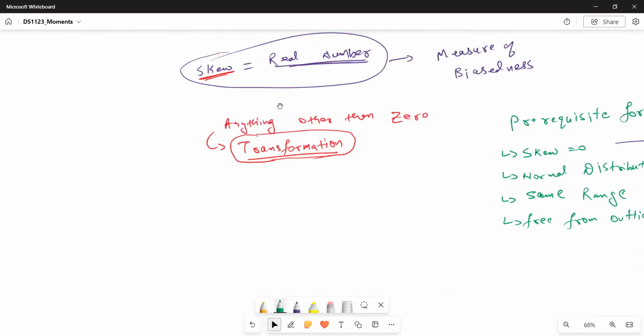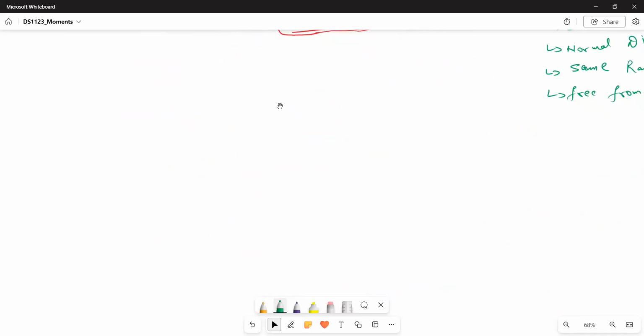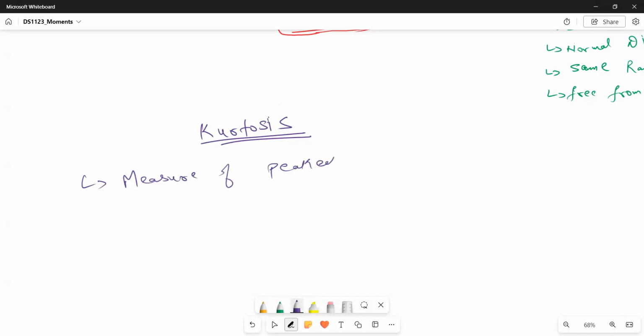All right. Now, moving on to the final moment that we have, the fourth moment, called the kurtosis of the data. Kurtosis is basically the measure of peakedness. Peakedness is nothing but, let's say, how high or low the curve is.